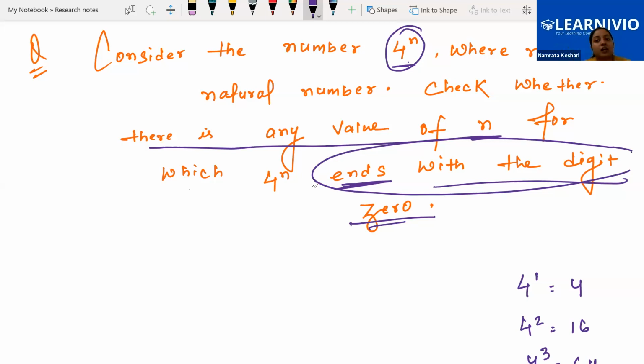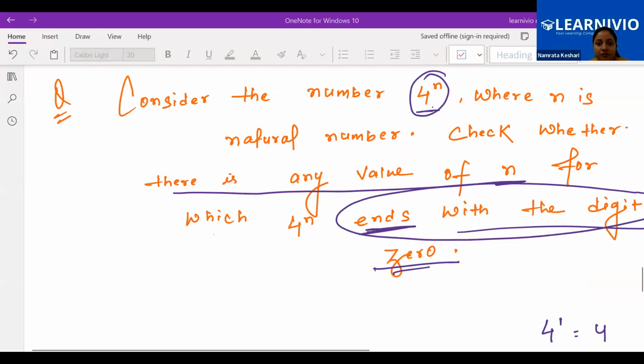Please let me know whether the question is clear to everyone or not. Yes, ma'am. Question is clear. Galvin, Maha, Sumaya, Aisha, Harshit, question is clear to everyone. Is it clear? Yes, ma'am.